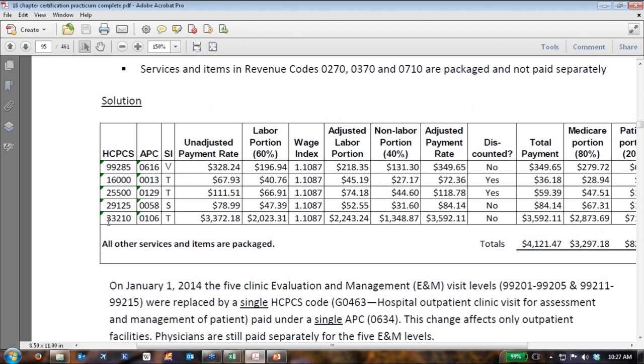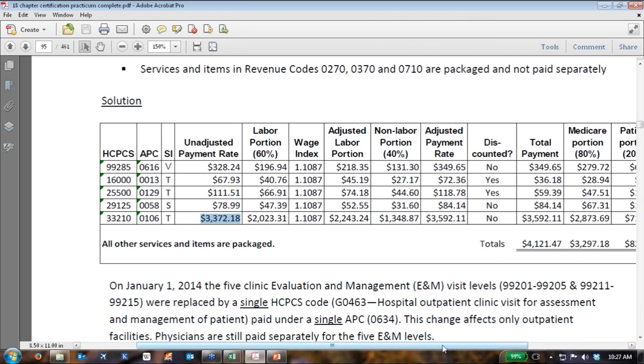Here are the five codes that actually do get paid. Here are the APCs that they are tied to. Here's the indicator, the status indicator. Notice there were three T's. So of the three, this one, the highest one, is going to get paid at 100%.